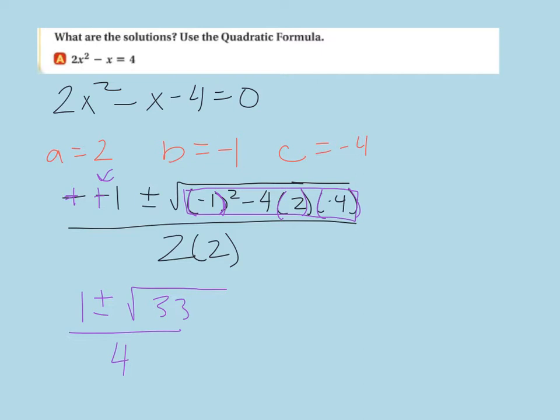So one thing, I could leave my answer like this, or you can leave your answer like this, plus or minus in between, square root of 33 over 4. I would accept either one. However, when you're writing it like this, sometimes it is easier to see where you can reduce your fraction. But again, I would accept either answer as long as it's in simplified form.